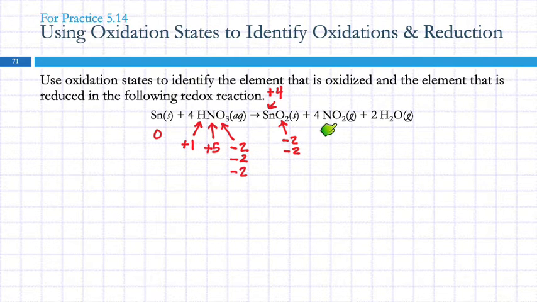Okay, NO2. No ions here. So again, the oxygen is going to choose to be -2. There's 2 of them, so what's the nitrogen? +4. And then we've got water. Hydrogen is +1. There's 2 of those. And so the oxygen has to be -2. It has to be that, but it's also happy about it.